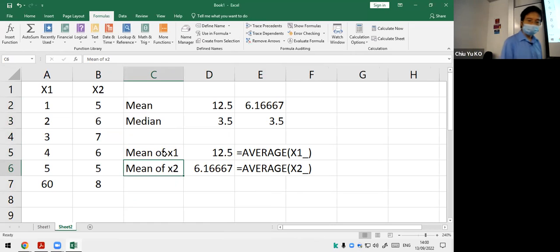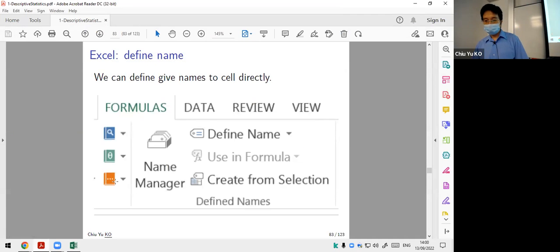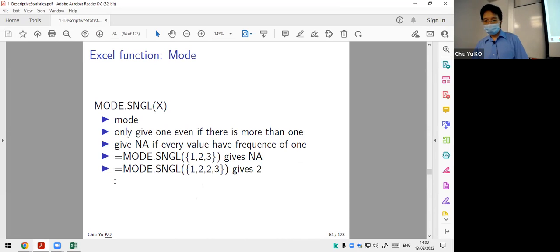That's how you can give names to the data, because very often when you do calculations for statistics, basically you have 2 or 3 data sets, right? Just name them, then your formula will be much easier. So these are the tricks that can make your spreadsheet much cleaner. It would be a useful trick. Okay. So now go to mode.